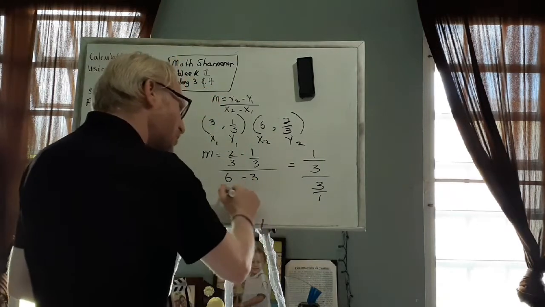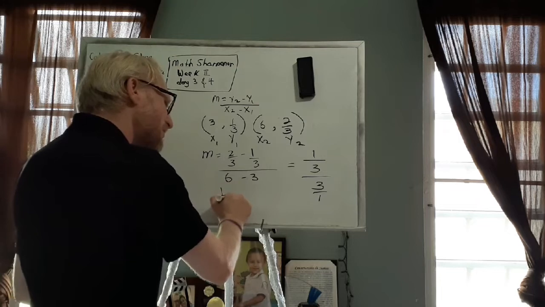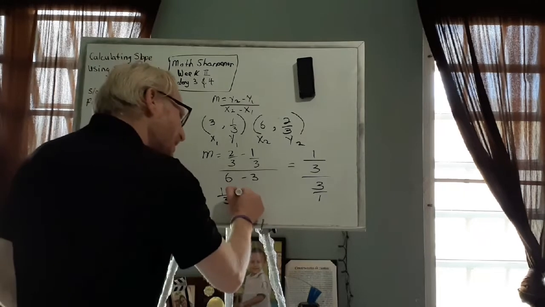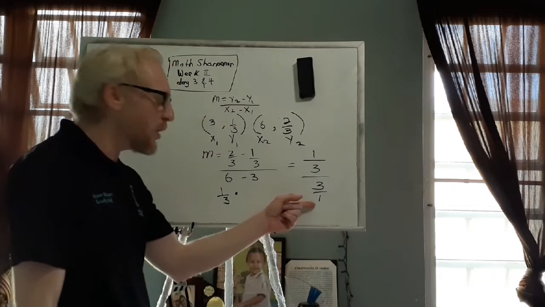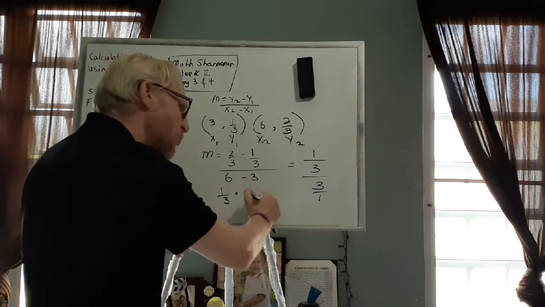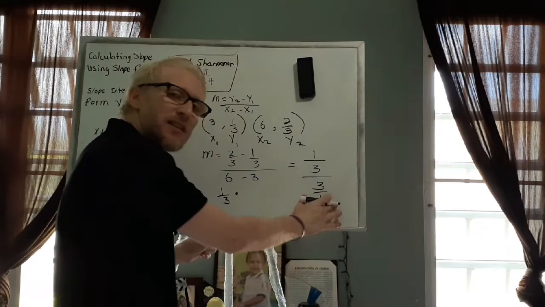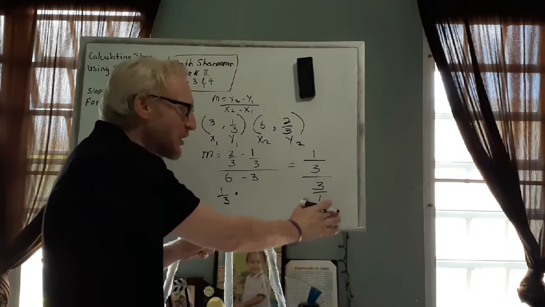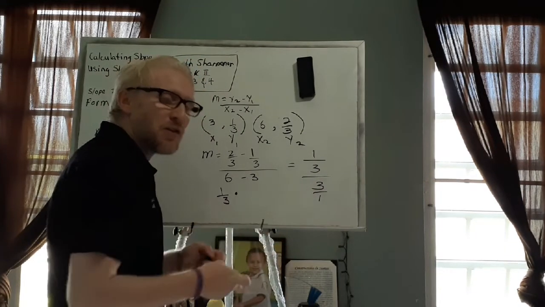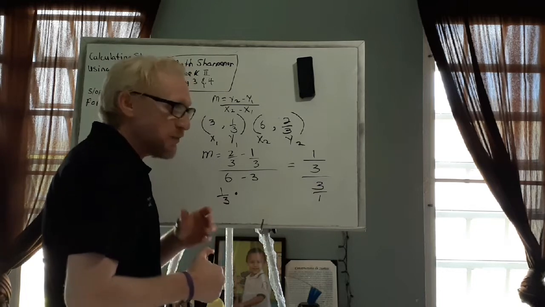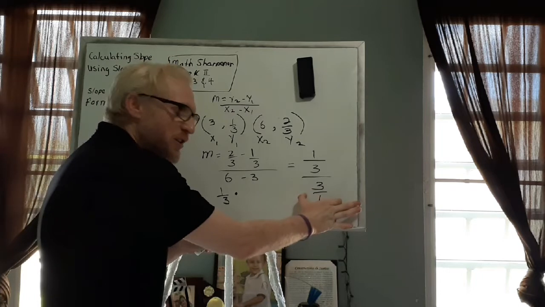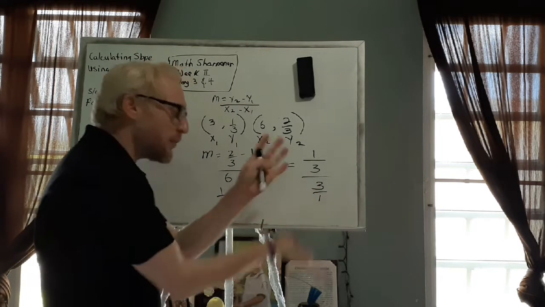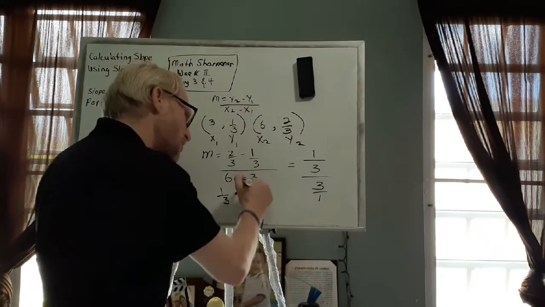So what you're going to do is rewrite this as 1/3 times, but instead of writing 3/1, we take the 3/1 and flip it upside down and write it as 1/3. I want you to pay close attention to this, especially 9th grade geometry, because I know that they do this in Algebra 1. So you take this 3/1 and flip it upside down into 1/3.